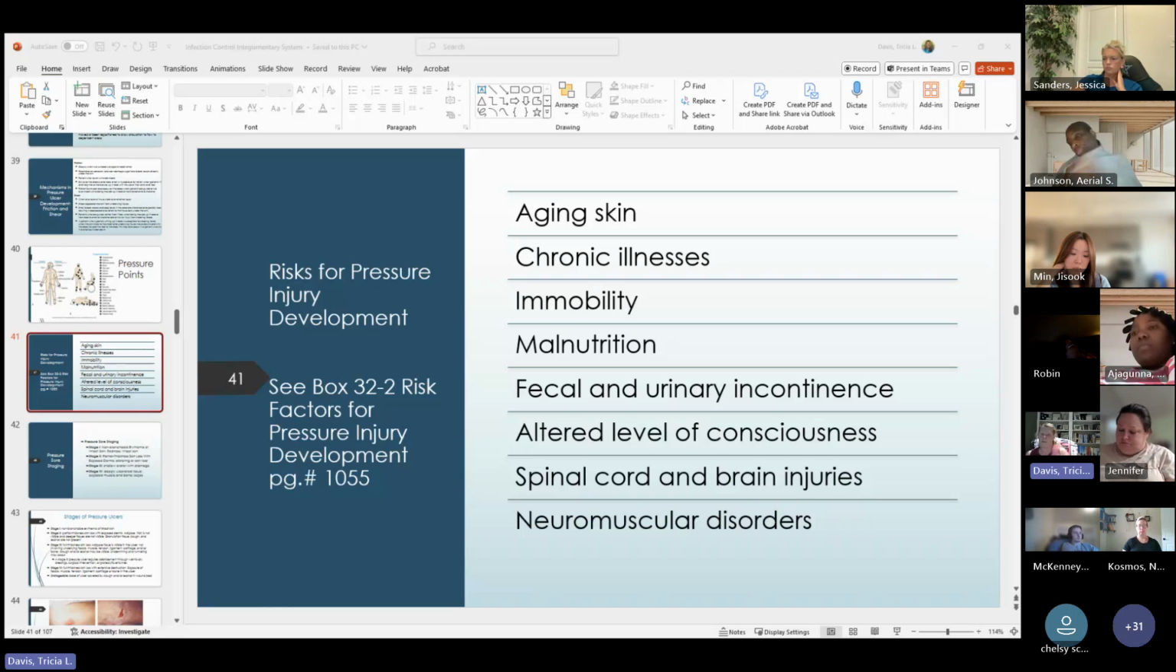Being immobile. If your patient cannot move on their own, they need to be turned, because if they're staying in the same position for the same amount of time, that skin is definitely at risk for breakdown. Malnutrition puts them at risk for not having good skin because they are not getting the proper nutrients. They're not getting a lot of protein in their diet. Certainly patients that are incontinent, of urine or of stool.